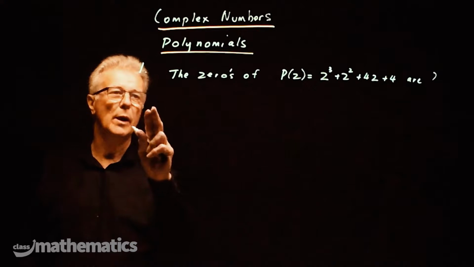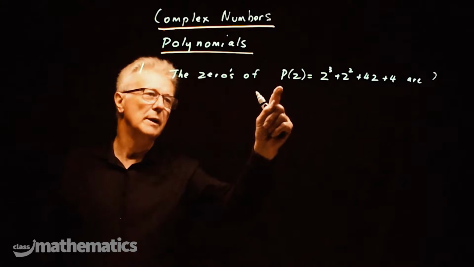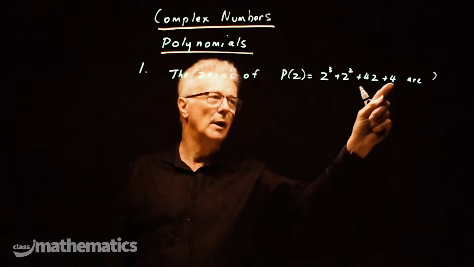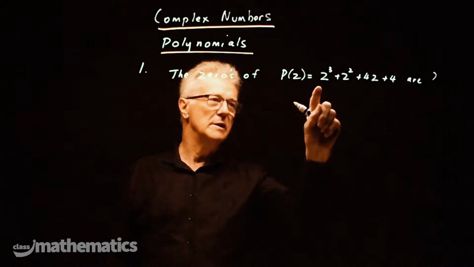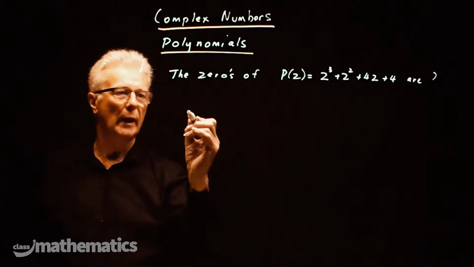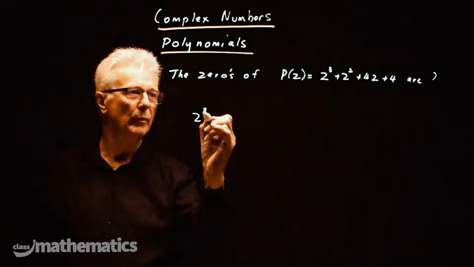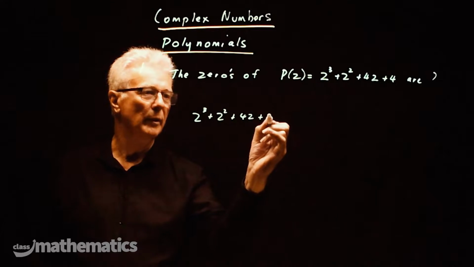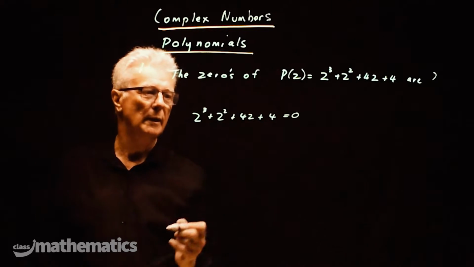Polynomials. Question 1. The zeros of p(z) = z cubed plus z squared plus 4z plus 4 are... Right, so we've got to let this equal 0. So we'll have to find them. So we get z cubed plus z squared plus 4z plus 4 equals 0.